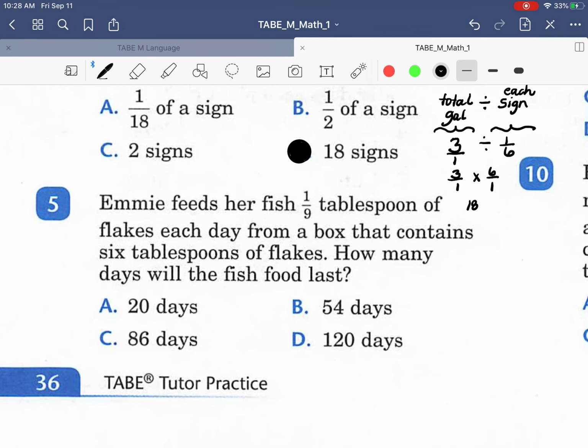Number 5. Emmy feeds her fish 1/9 of a tablespoon of flakes each day from a box that contains 6 tablespoons of flakes. How many days will the fish food last? So we're taking the total and we're dividing that up into each day.